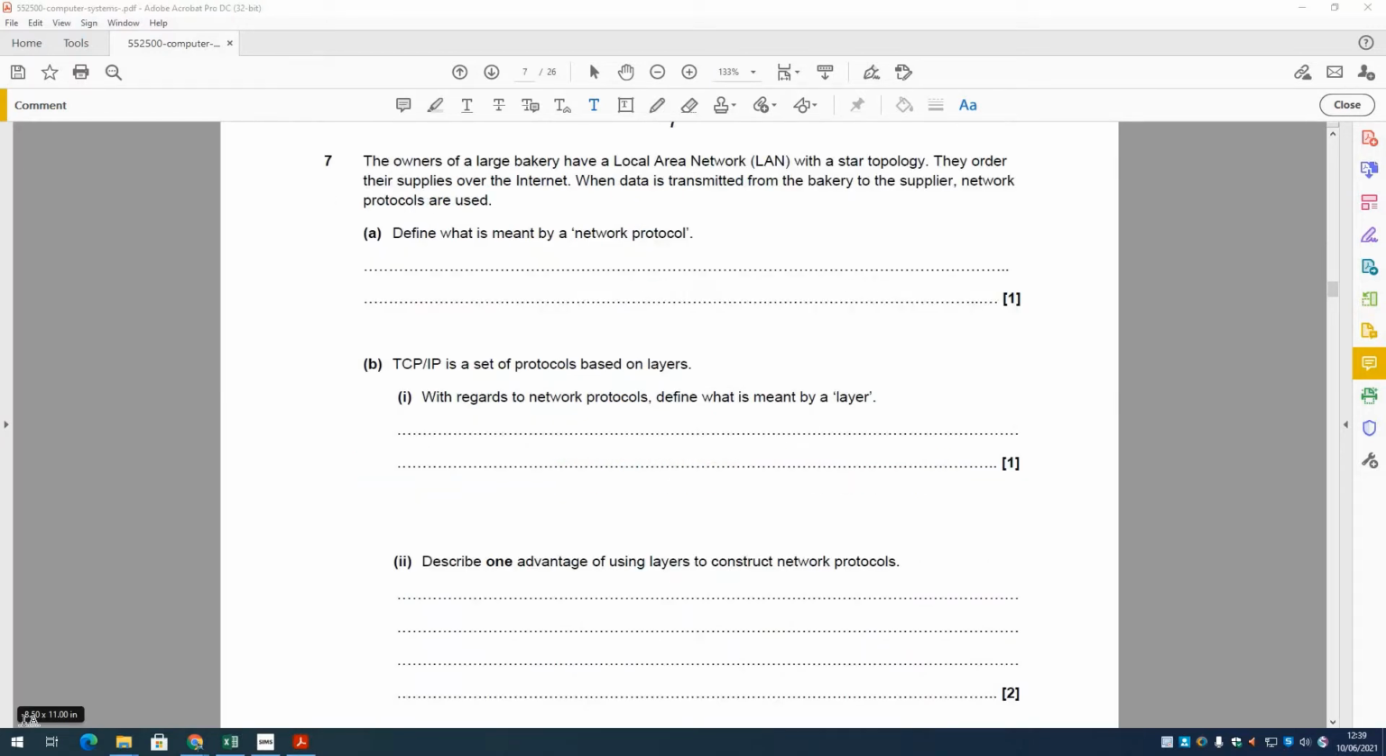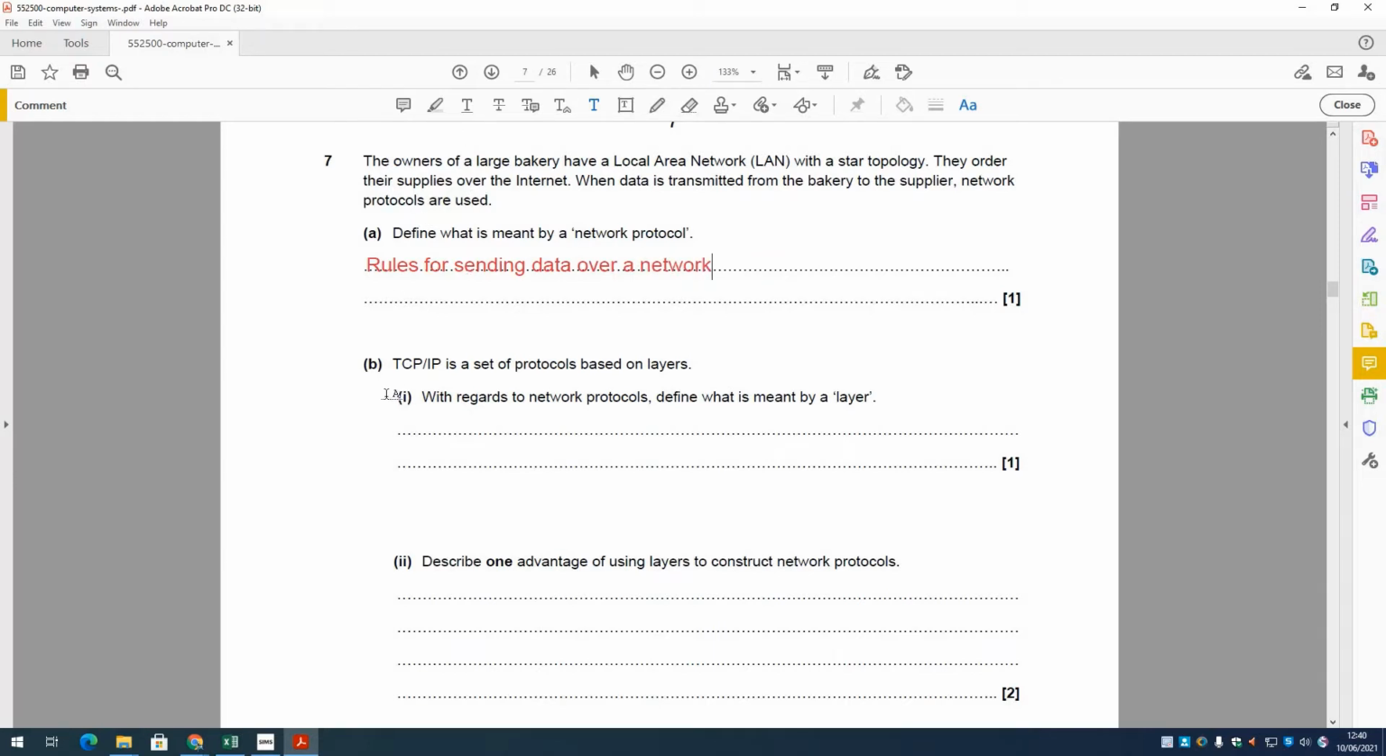Question 7. The owners of a large bakery have a local area network, LAN, with a star topology. They order their supplies over the internet. When data is transmitted from the bakery to the supplier, network protocols are used. Define what is meant by a network protocol. This is a term that you need to define. You just literally need to memorize it. So I would say rules for sending data over a network.